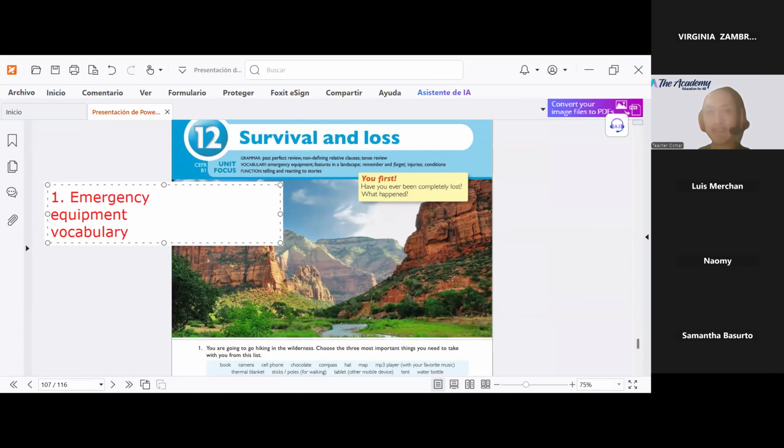Can you help me please now, Luis Marchand, what is it? This is also something really important in the case of an emergency. Can you tell me please what is it? The first is GPS.